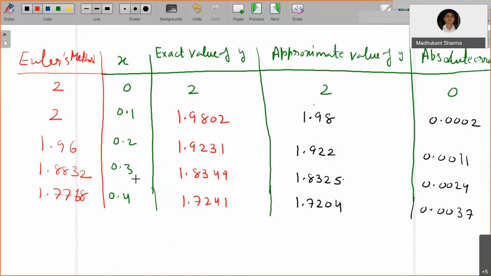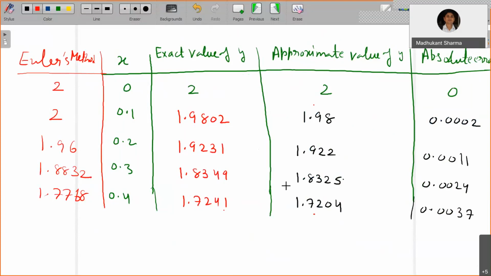So you can look at the error now. It is closer. For order h square it's far. Similarly, here also for the fourth step, this is also far. So this is a better approximation. You can increase the order further by using Taylor's method, and if you increase, you will get higher accuracy.